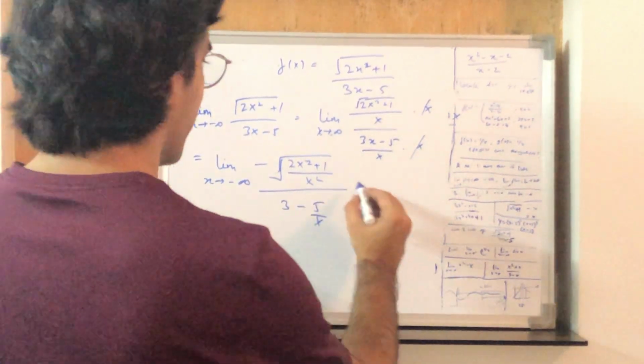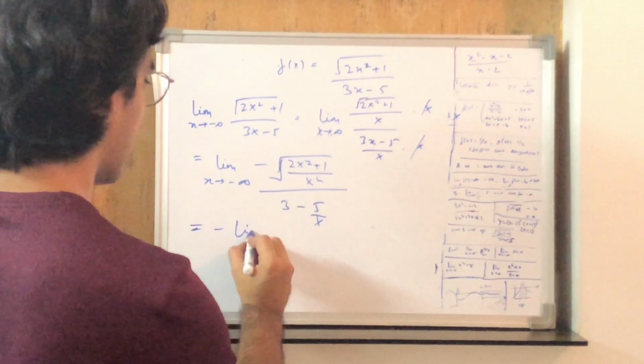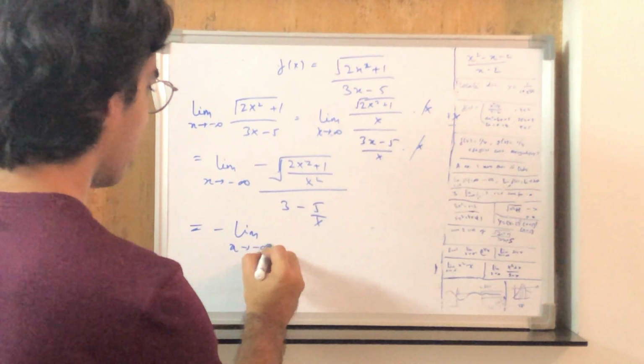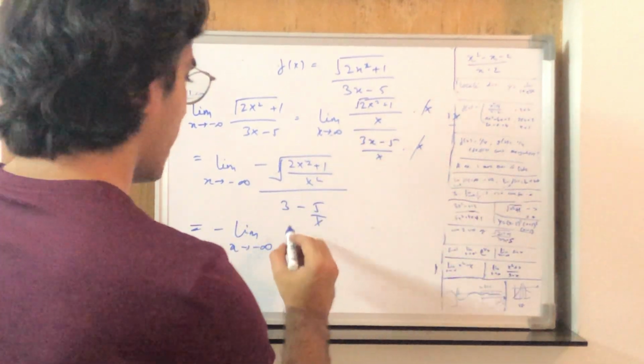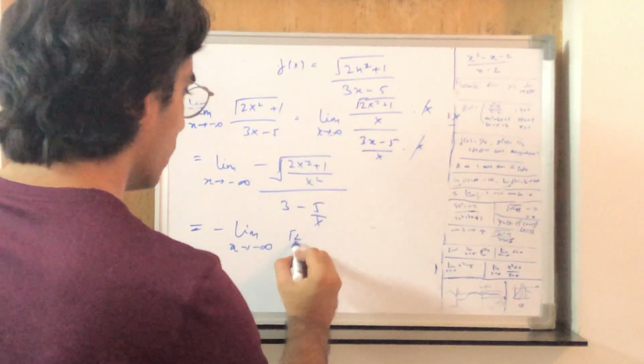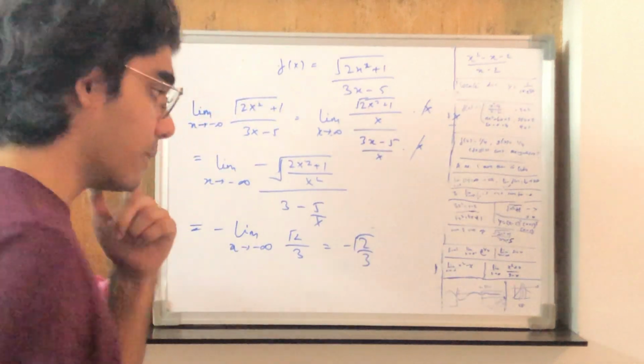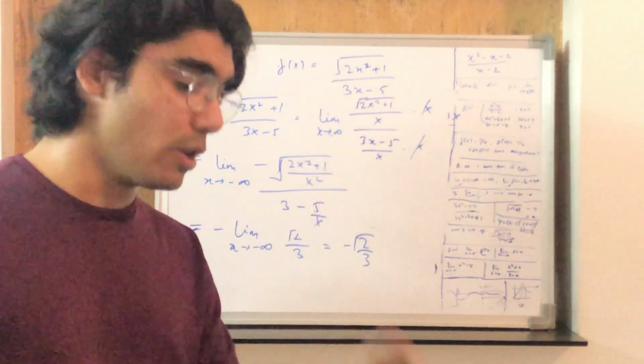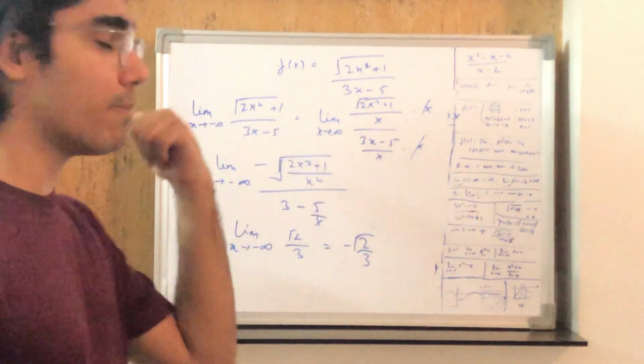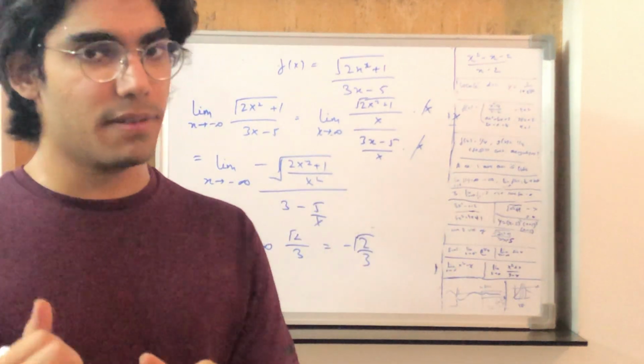So what happens then is that I take the negative sign outside, x tending to negative infinity, and I proceed the same way. I'm going to be left with root 2 over 3, which is just negative root 2 over 3. This is really important, because when you're finding the horizontal asymptote, you have to take into account the positive infinity and the negative infinity.